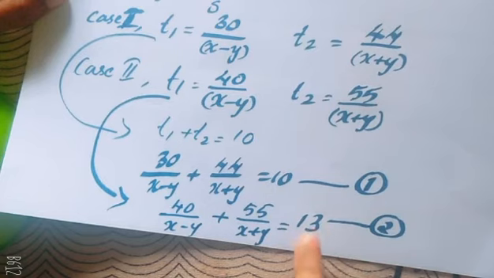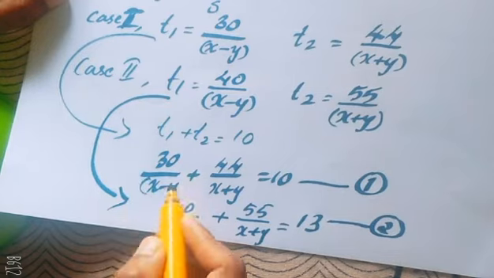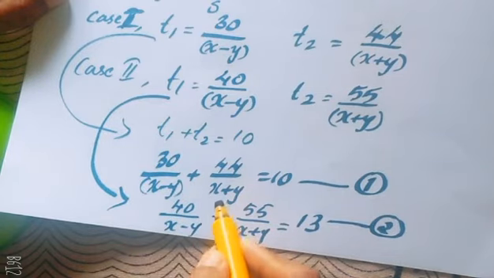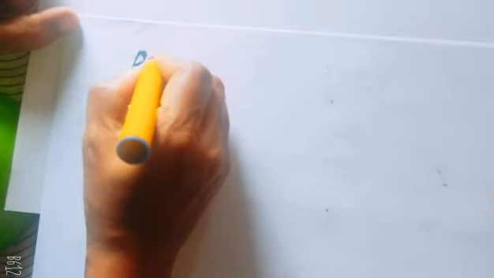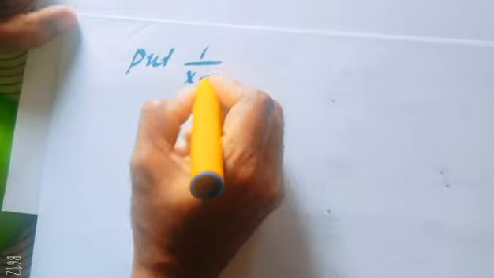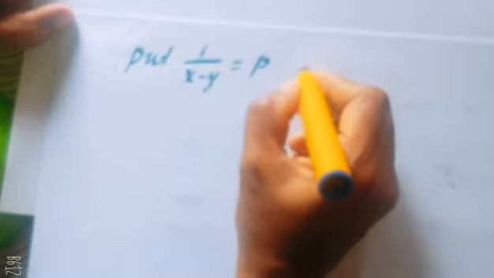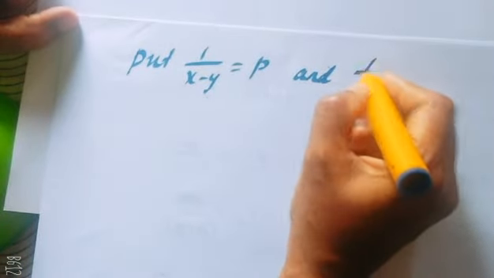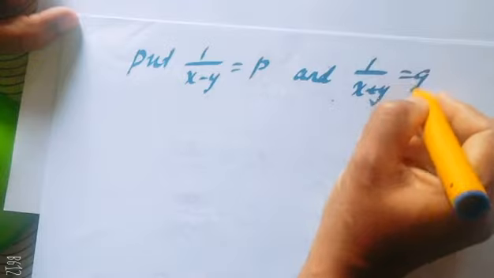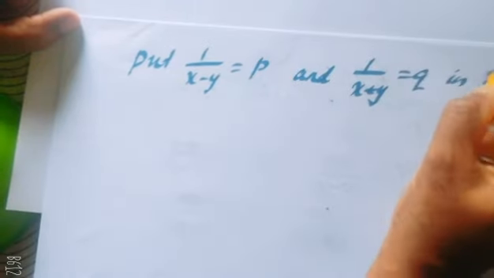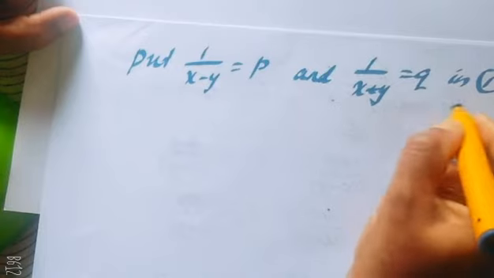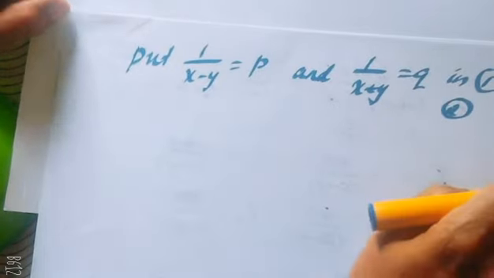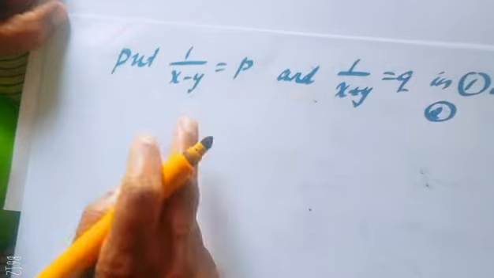These are the equations which can be reduced into linear equations. For that we will substitute 1 by x minus y equal to p and 1 by x plus y equal to q. Okay, so we put 1 by x minus y equal to p and 1 by x plus y equal to q in equations 1 and 2.